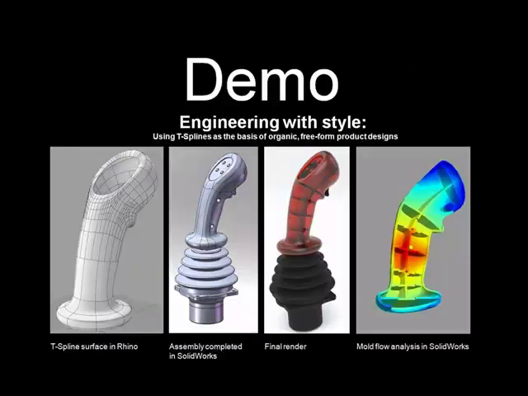So with that brief overview of what T-splines are, let's go ahead and step into the demo, which will comprise the rest of the webinar. During the demo, we will show how to create a T-spline surface in Rhino for this joystick, then how to complete the assembly by adding additional details inside of SolidWorks. And then we will show that this is a model that can be subjected to any type of analysis done in SolidWorks, and it will hold up as a good surface. So let's go ahead and switch over to Rhino.